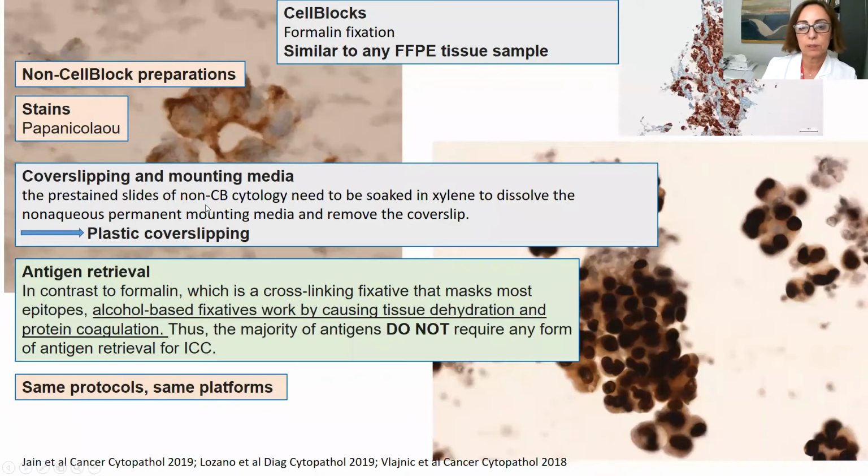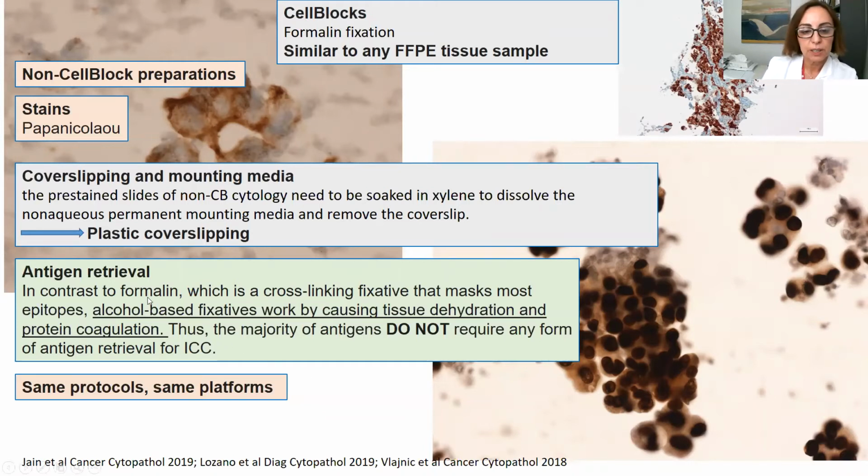Regarding cover slipping and mounting media, we prefer, and we use in the department, plastic cover slipping, and it works very well because it takes like 1, 2, 3 minutes to take it out using acetone. Otherwise, if we're using crystal cover slipping, that has to be soaked in saline for hours and even for days. So using plastic cover slip, we can shorten the time to give the results.